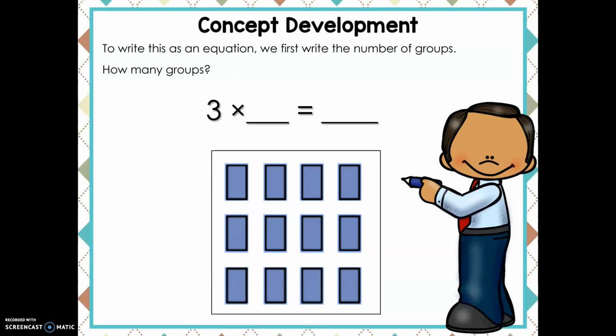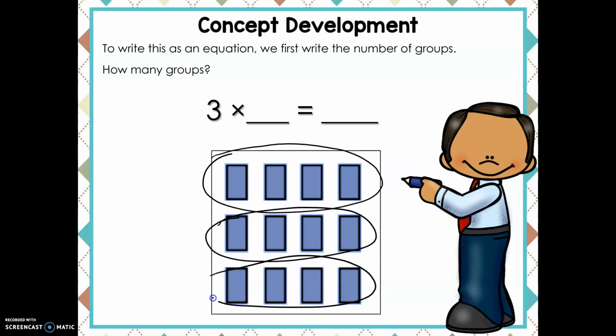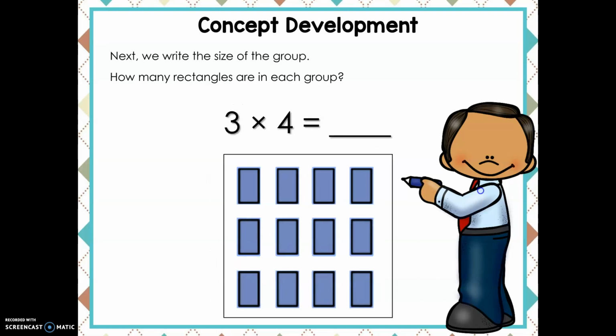To write this as an equation, we'll first write the number of groups. Like we just said in our last picture, if we circled all the groups of 4, we would have 3. So the first number would be 3. Next we write the size of the group. How many rectangles are in each group? Well, we did that first by counting each row. And we know that there's 4 in each row.